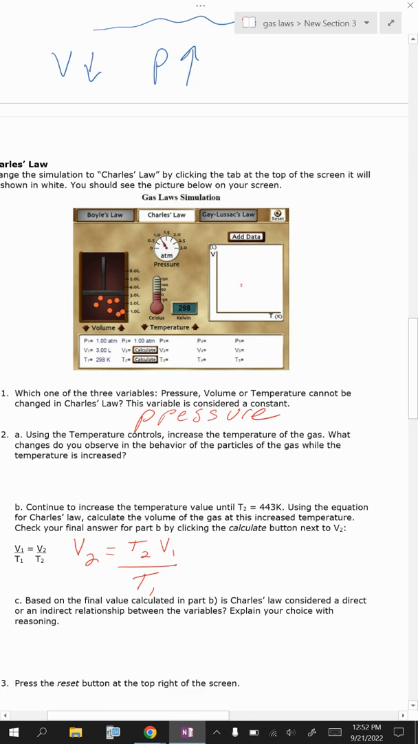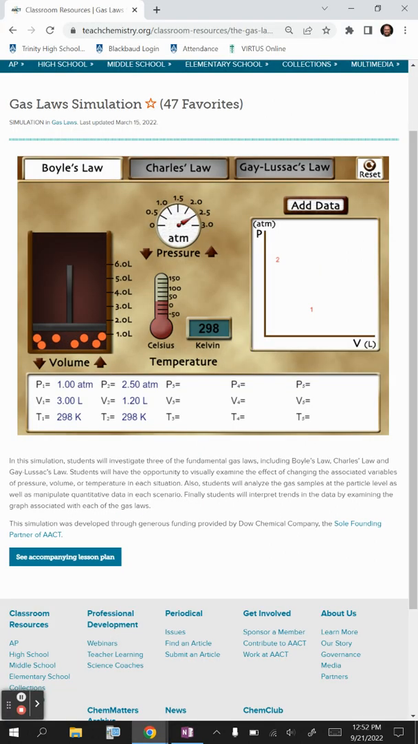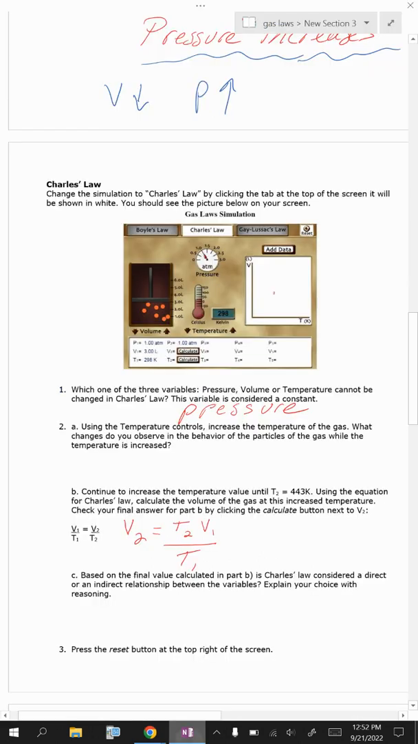Okay, quickly moving on to Charles' law. Paper over. You have to select the Charles' law tab, and then we're testing different variables. We're no longer testing pressure and volume. We're testing temperature and volume. Pressure, volume, and temperature are 3 variables. What doesn't get affected? Pressure doesn't get affected, only volume and temp.